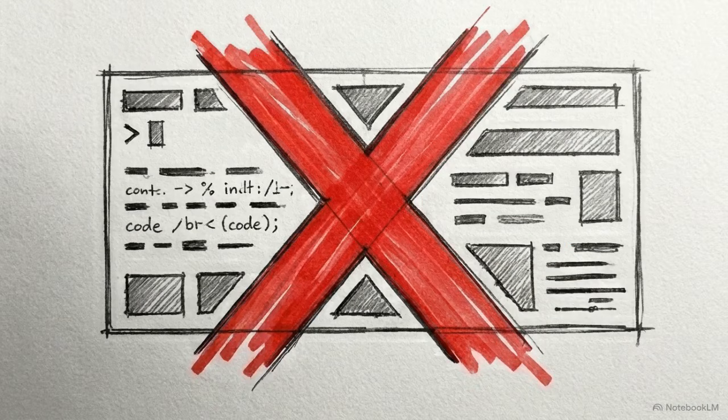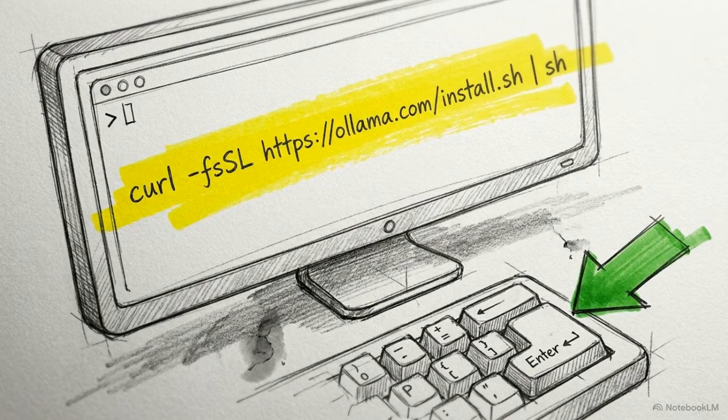Pay close attention to your environment here. Ollama must be installed directly inside your base WSL. Do not install it inside your Python virtual environment. Once you are certain you are in the base WSL, paste the Ollama installation curl command and hit enter.